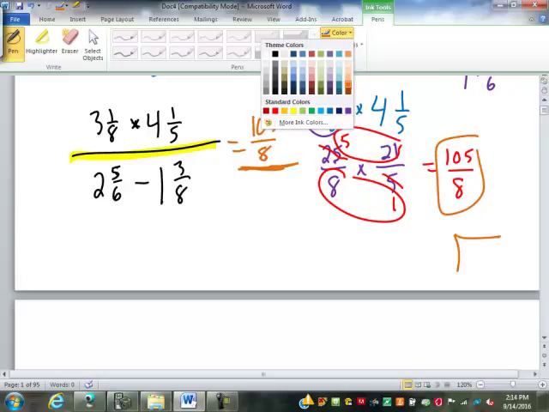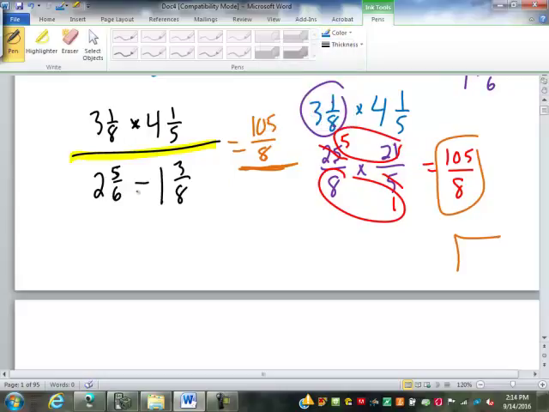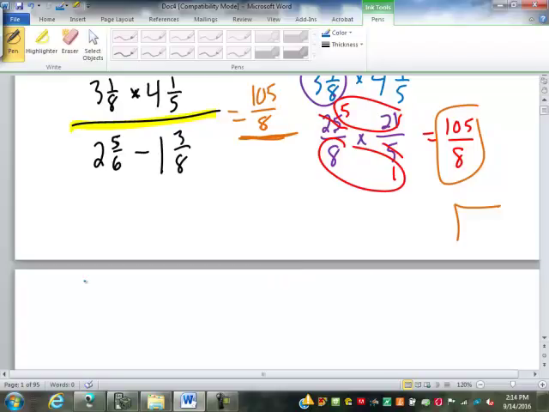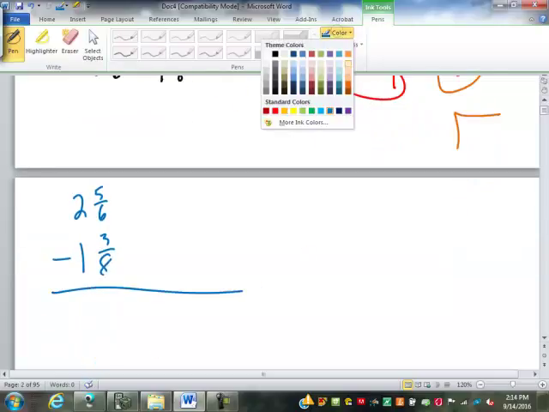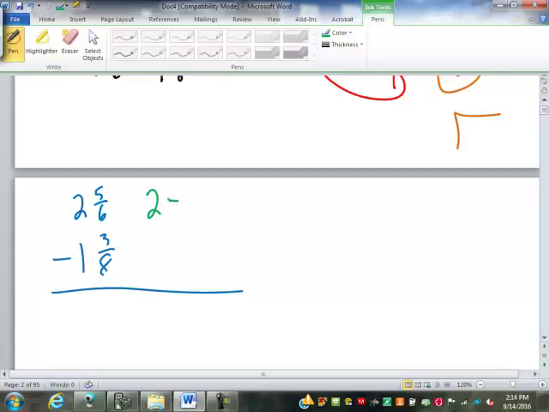So now down on bottom here, I do have to subtract. 2 and 5/6 minus 1 and 3/8. What's my common denominator going to be?